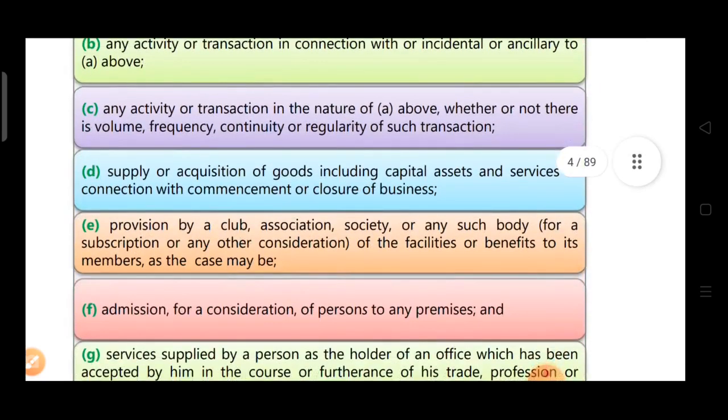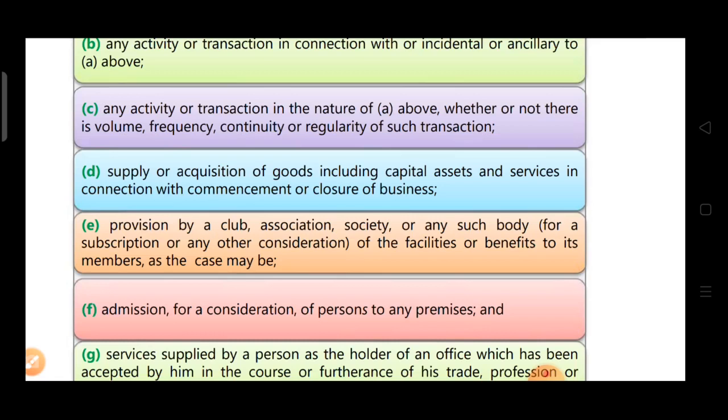Number D, supply or acquisition of goods including capital assets and services in connection with the commencement or closure of business. If any supply of goods or acquisition of goods including capital asset acquisition is done, and supply of services is made, that is in connection with the commencement of business, that is in connection with the closure of business, then that supply is included in the definition of business.